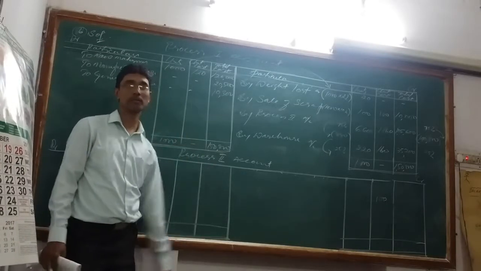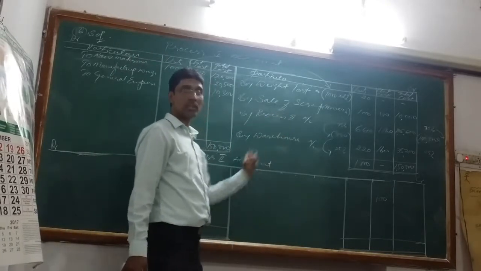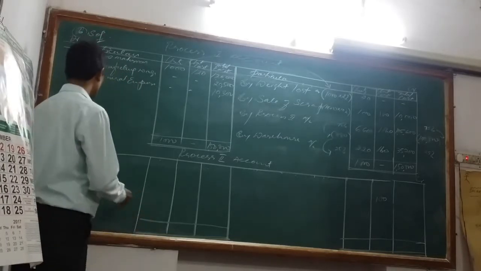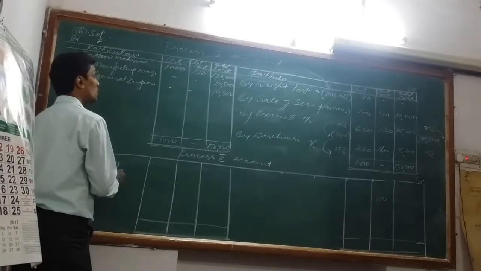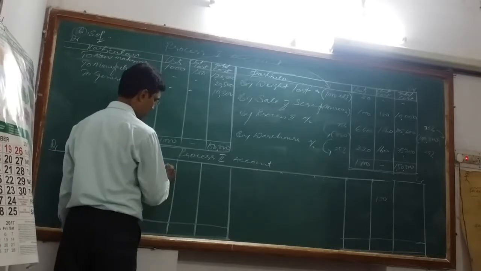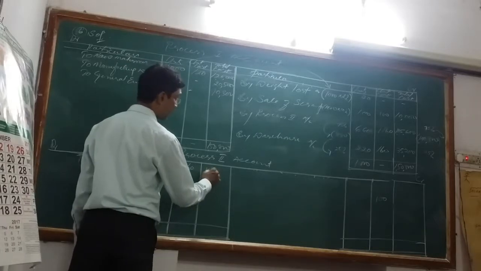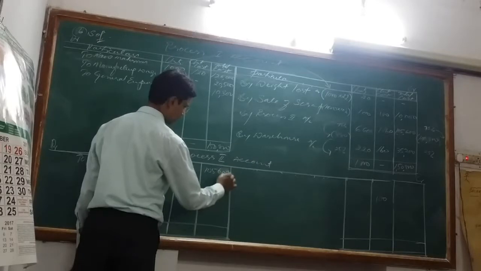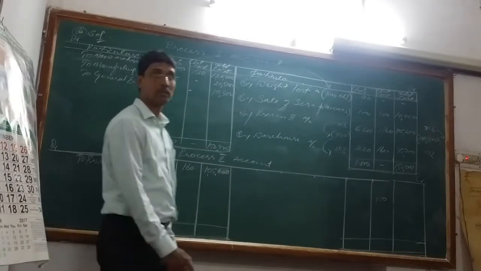First process is over. Yes or no? Then this one is transferred to the debit side of process 2 account, by process 1 account. How much? 660, 160, 1,05,600. Yes or no?